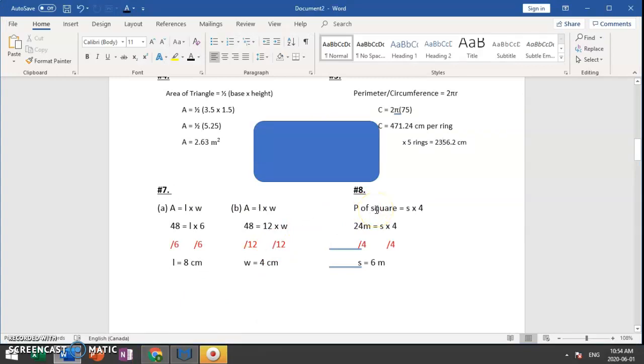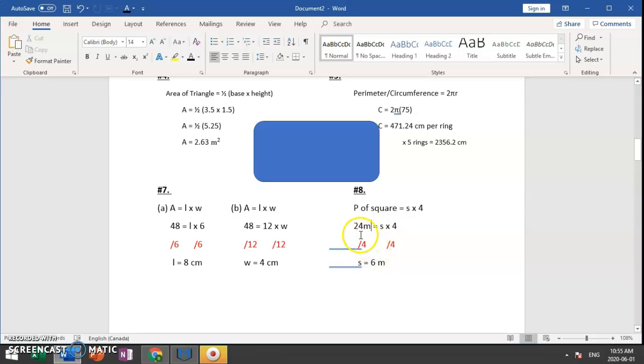Perimeter is side plus side plus side plus side, or if all four sides are the same length, we're just timesing the side length by 4 for a square, right? We know that our perimeter is 24 meters, so 24 equals side length times 4. Following our algebra skills we just practiced, we divide both sides by 4. The times 4 and the divided by 4 cancel out. We're left with the side length equals 24 divided by 4, or 6 meters.